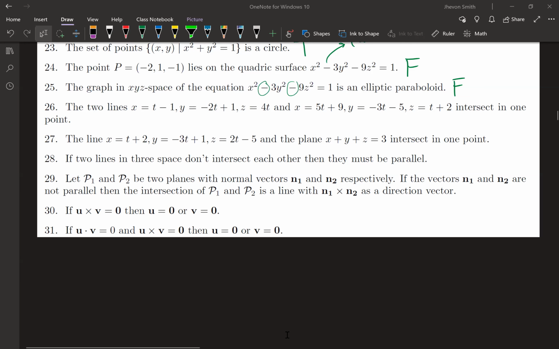Okay, go. Next problem, 26. The two lines quoted there intersect in one point. Some of you answered really quick there. I don't know, did you actually do the calculations or are you just randomly guessing?